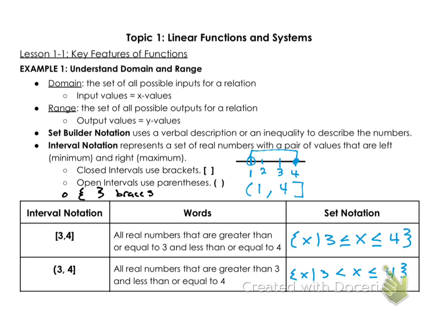Next example, now we have parentheses. Okay? So that is telling me 3 is not included in the solution. 4 is included in the solution. In set builder notation, the way we'd write this, brace, all variables x such that x is greater than 3, x is less than or equal to 4. Okay.